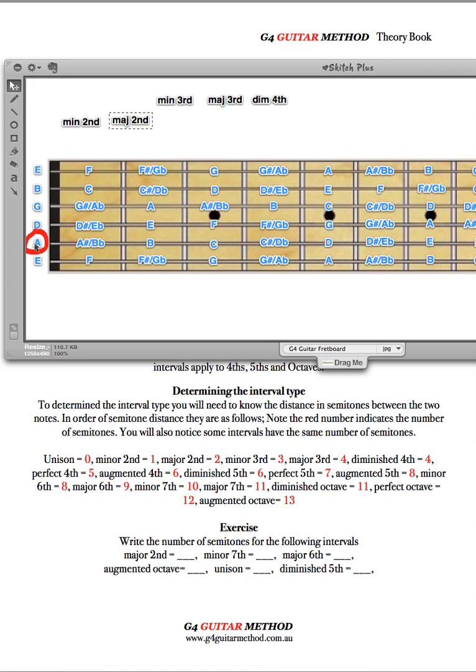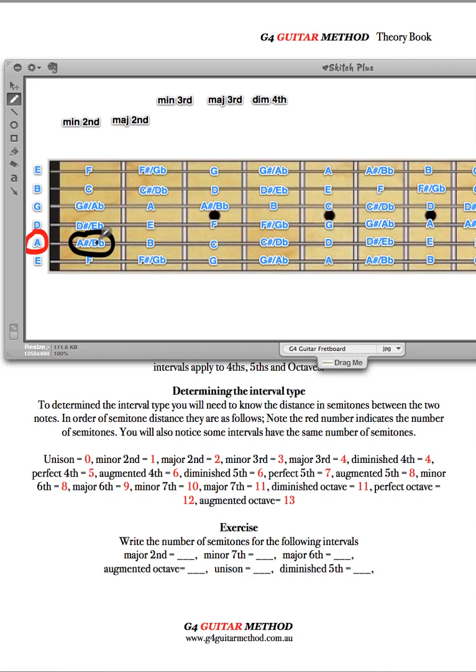So if we only go one fret, we actually come to this one here, which is called A sharp or B flat. If you have a look there, you can see those guys there. So A sharp and B flat. So to be a minor second, it only goes one semitone.